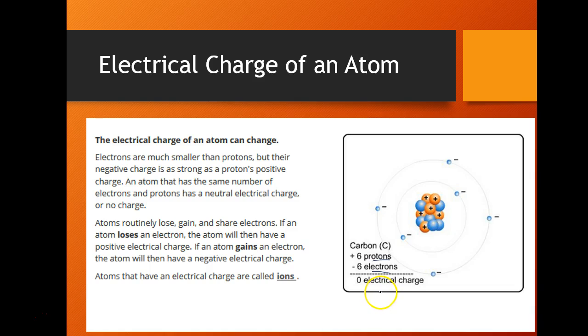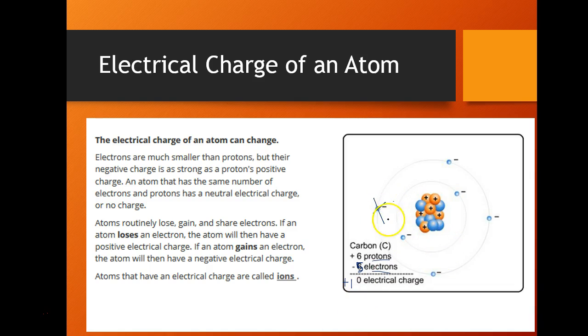However, atoms can routinely lose, gain, and share electrons. If an atom loses an electron, so say we get rid of one of the electrons, then that means we have 6 protons and we would have 5 electrons. So the overall charge would be +1.